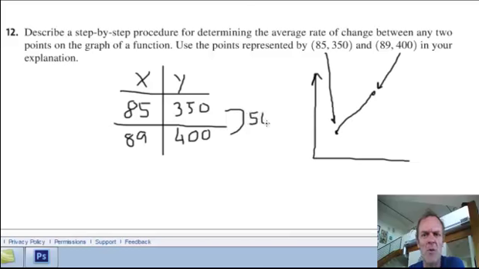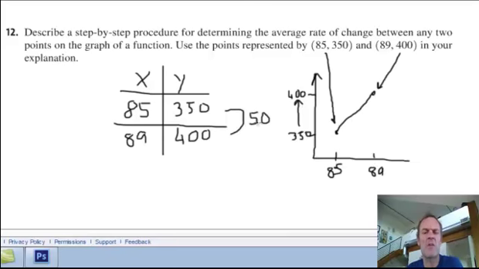Whether you look at a table, or maybe these points were on a graph, maybe that was the 350 and maybe that was the 400. So imagine it was on a graph: it went up by 50. And how long did it take for it to go up? If it is time, we don't know. So maybe this is 85, and this point here is 89. So it went along in 4.